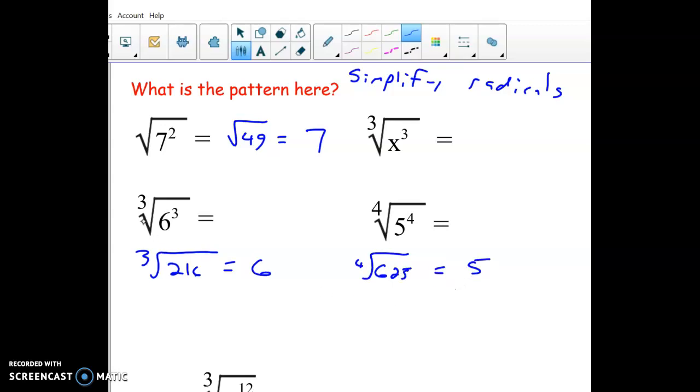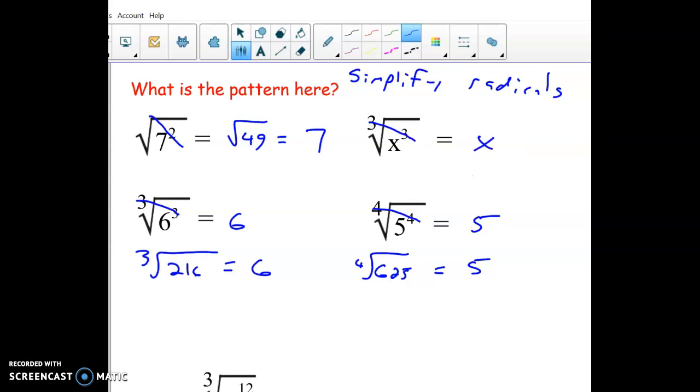So the idea is that a third root and a third power cancel out. Same thing here, fourth root and a fourth power cancel out. This gives us the 5. Same thing here, these cancel out. A square root and a square cancel out, giving us 7. So if we have something like the cube root of x cubed, that just cancels out and just gives us x.